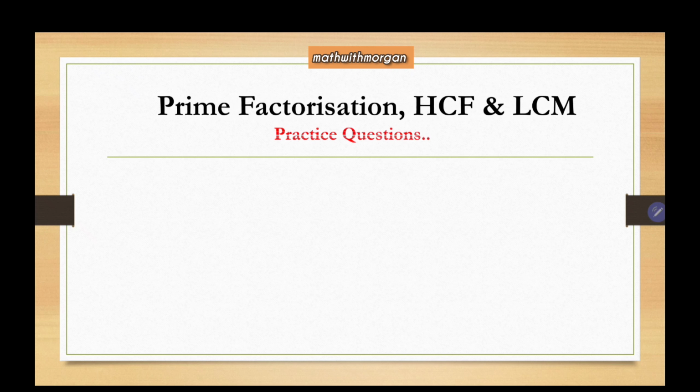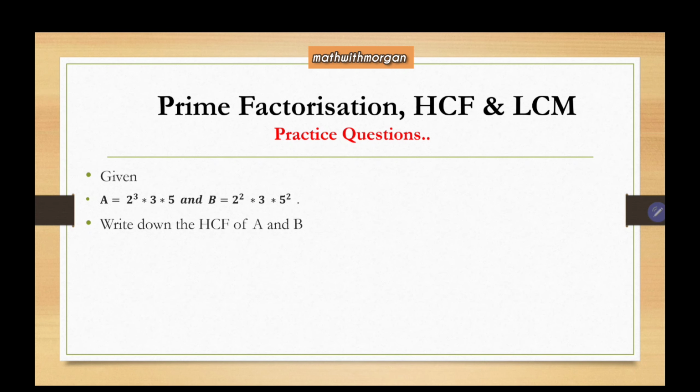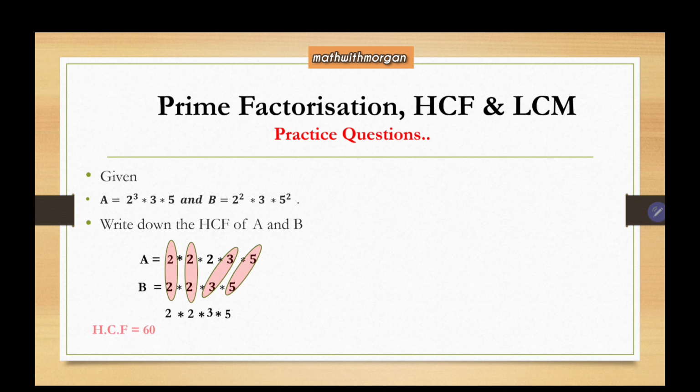Okay, let's take a look at some practice questions. Given A equals 2 cubed times 3 times 5 and B equals 2 squared times 3 times 5 squared, write down the HCF of A and B. Keep in mind that we're going to get just the numbers they share in common. It's highest common factor. So we write A in expanded form and we write B in expanded form. We get the numbers that they share in common. We have a 2, another 2, and a 3, and also a 5. So now we just multiply all these numbers together and we get the HCF as 60.